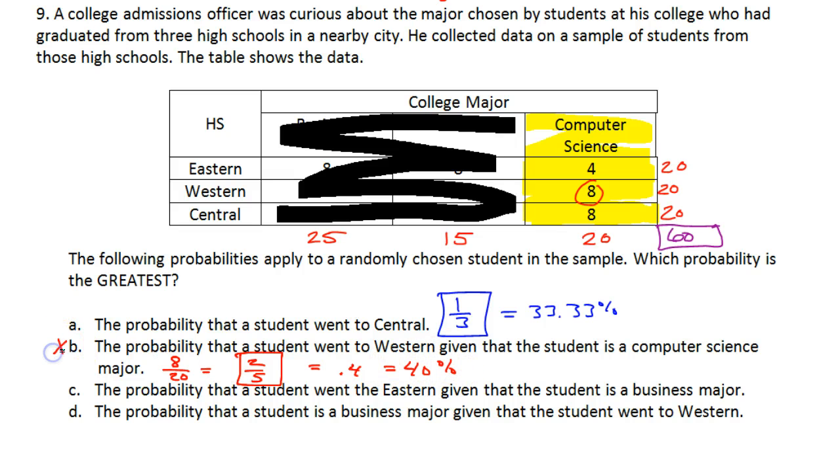So far B is winning, because we wanted which probability is the greatest. So far probability B is the greatest at 40%. But let's keep going.